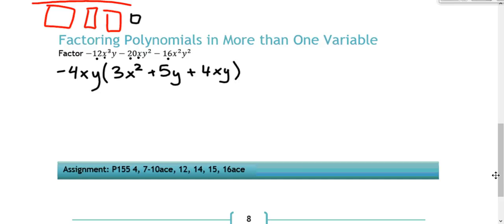These ones, go slow. Take your time. Okay? That's it. Head off onto the assignment.